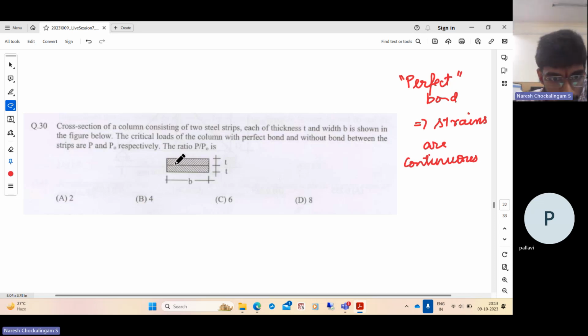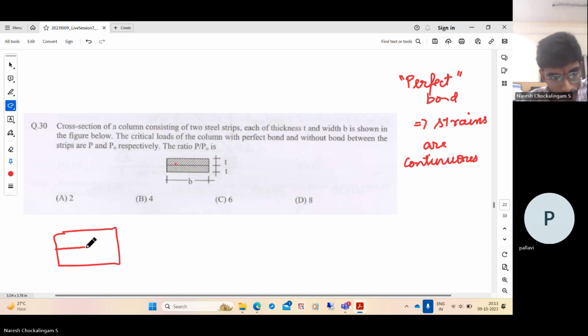So if you take a point at the center on this strip, the surface of this strip and this strip are perfectly bonded, which means the displacement of both the points is the same. So there is no slip between the two. In that case, if the two segments are perfectly bonded, then the strain distribution in the cross section when it undergoes bending will be something like this. It will be continuous. The displacements will be continuous, so the strains will be continuous.